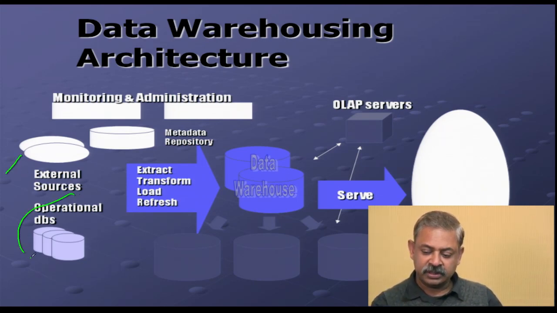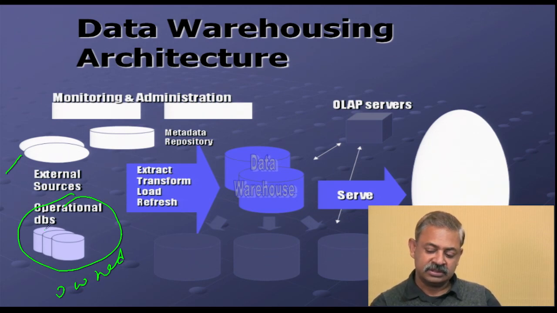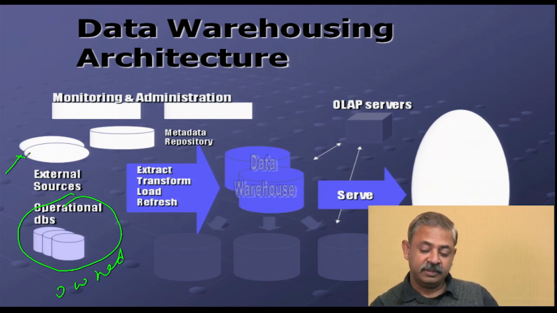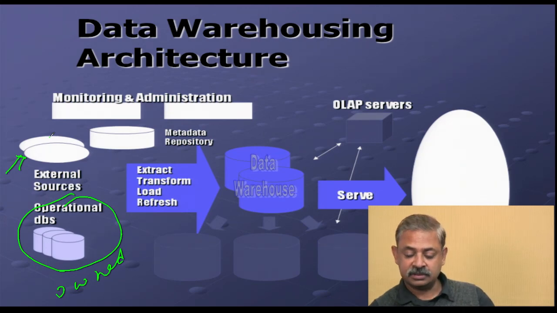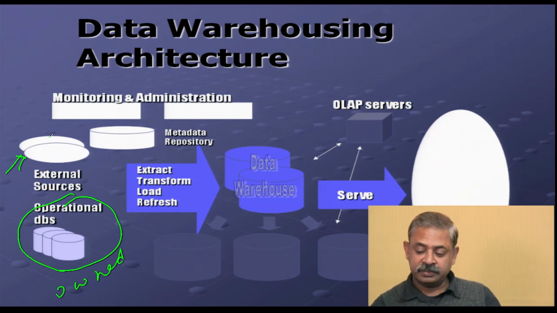First you look at these operational databases, which are typically owned by the organization. These are the systems which run the business or run the operations in that particular organization. And then we may need data from some external sources as well. These could be survey companies which have data about customers, customer demographics, and stuff like that. So they'll also be typically used.